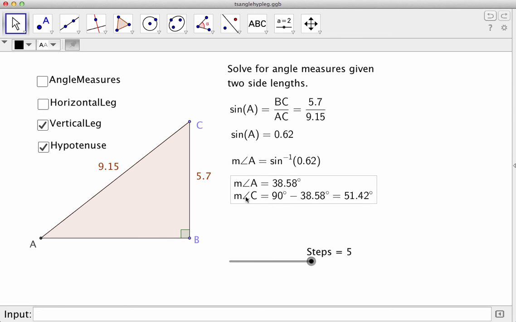You know, therefore, that the other angle, angle C here, would have a measure of 90 minus 38.58 degrees, or 51.42, and those are our angle measures.